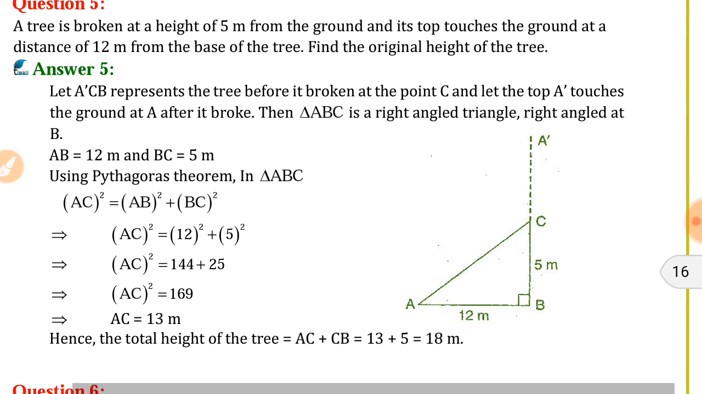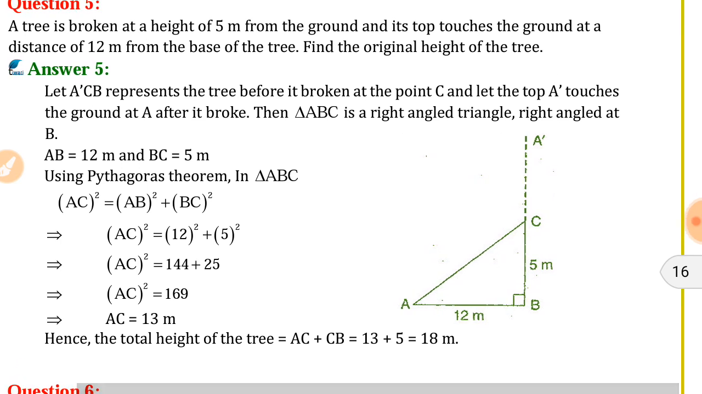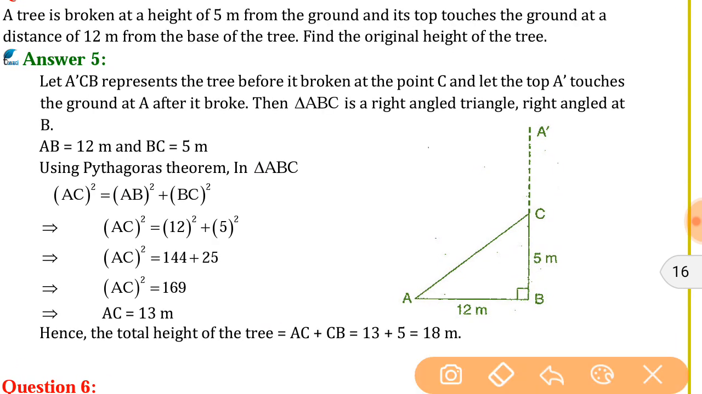So learn very well. See here, let A dash C P represent the tree before it broke. At C it broke, let the top A dash touch the ground at A after it broke. Triangle ABC is a right angle triangle. So 5 meter.